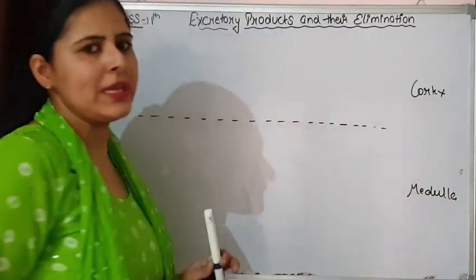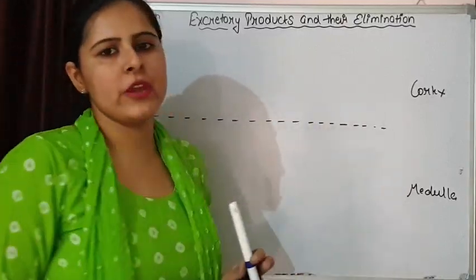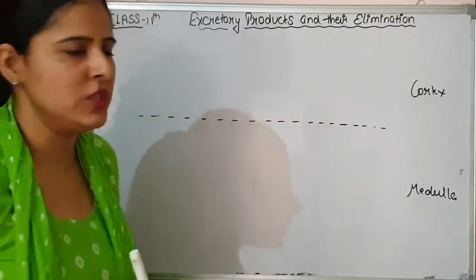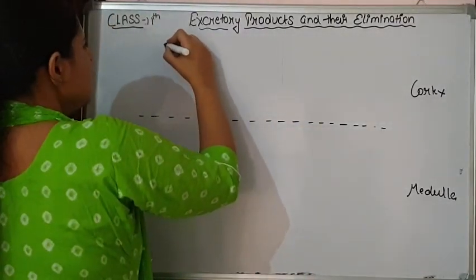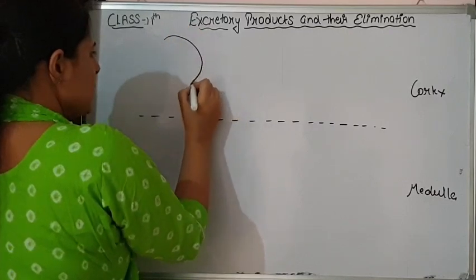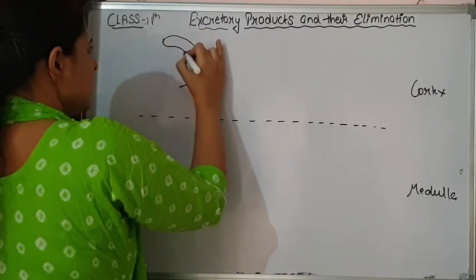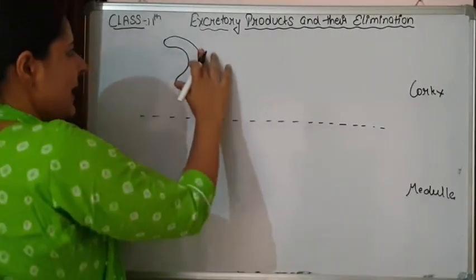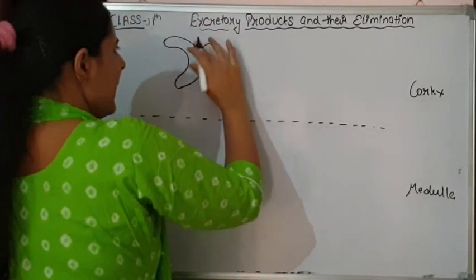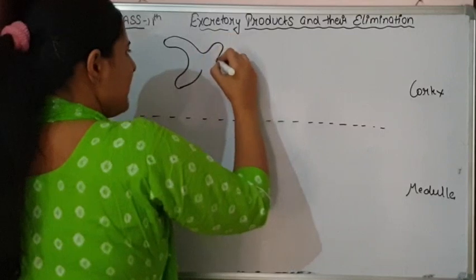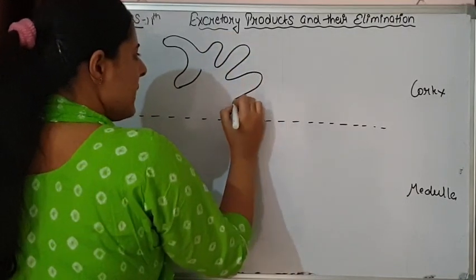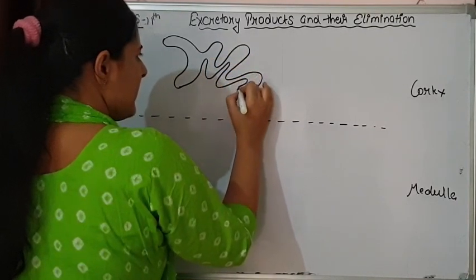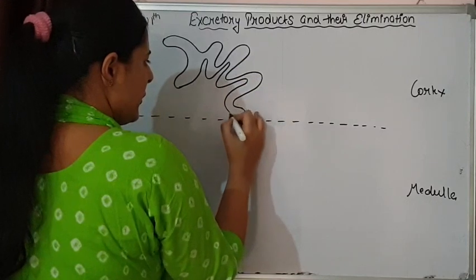With the help of this we can easily show which part of the nephron is lying in the cortex region and which part is going to lie in the medullary region. So if we see the Bowman capsule, this Bowman capsule is going to lie in the cortex region, and from here the PCT is arising, the proximal convoluted tubule.